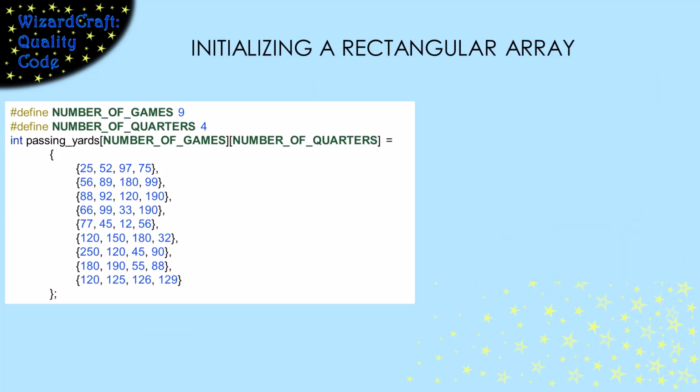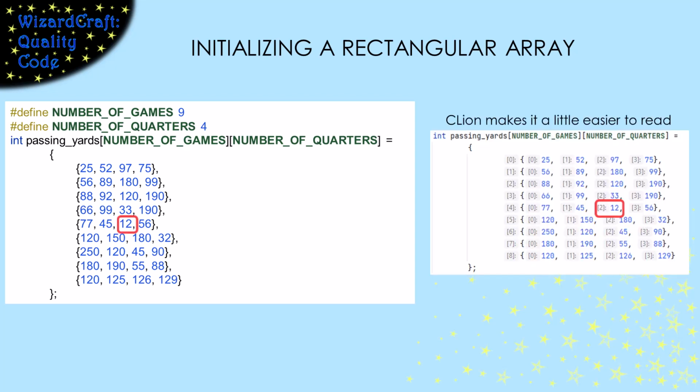Let's fill that with some data. For a 2-dimensional array, the initializer has extra curly brackets separating the rows. With this, the third quarter of the 5th game has 12 passing yards. When you do this in CLion, it adds some explanatory information that makes it much easier to read.